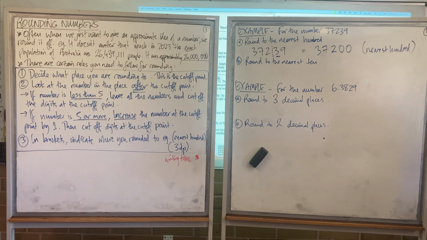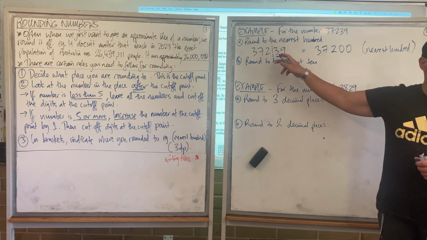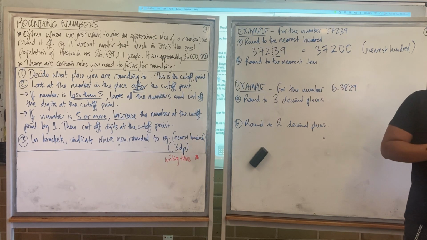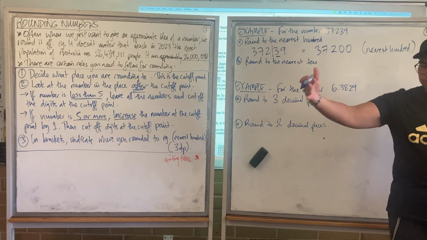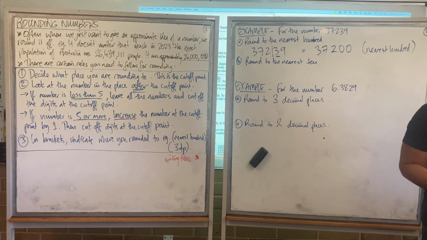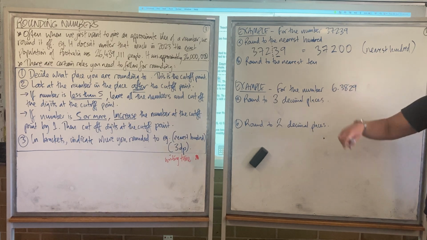Does that make sense when I think about it? Is 39 closer to 0 or 100? If you look on a scale from 0 to 100, what's 39 closer to? 0. It's closer to 0. So that's why we just basically ignored it and went 0, 0.